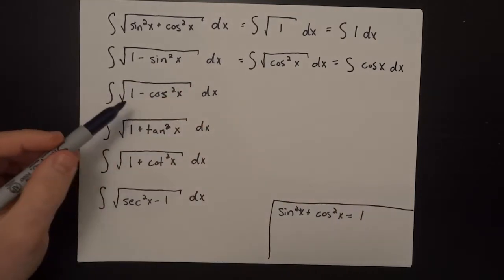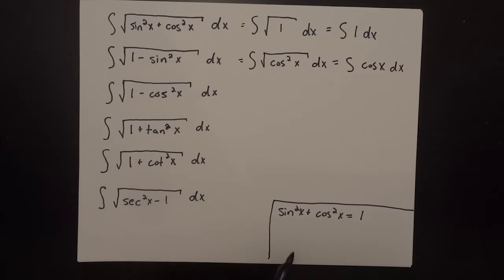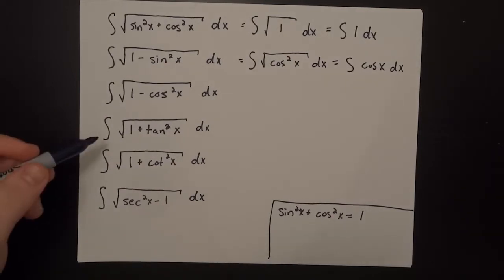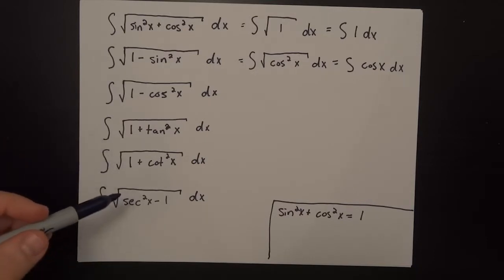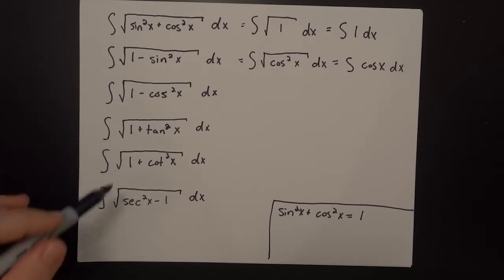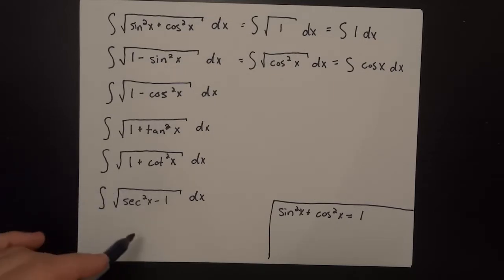And that's the same thing with all of these, right? You can do 1 minus cosine squared of x is just sine squared of x. 1 plus tan squared of x is just secant squared of x. 1 plus cotangent squared of x is just cosecant squared of x, and secant squared of x minus 1 is just tan squared of x.